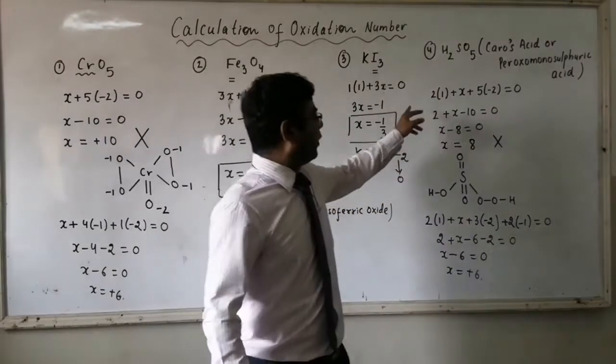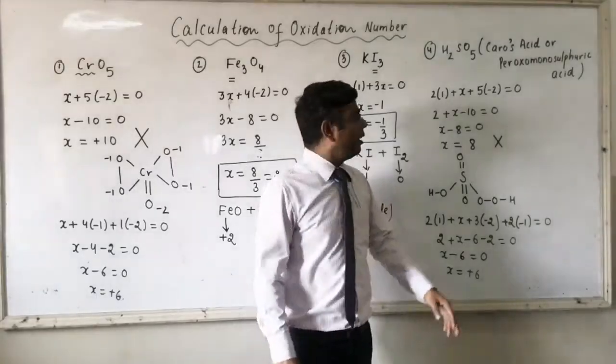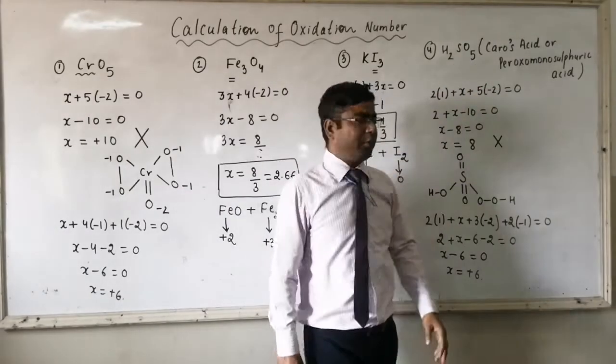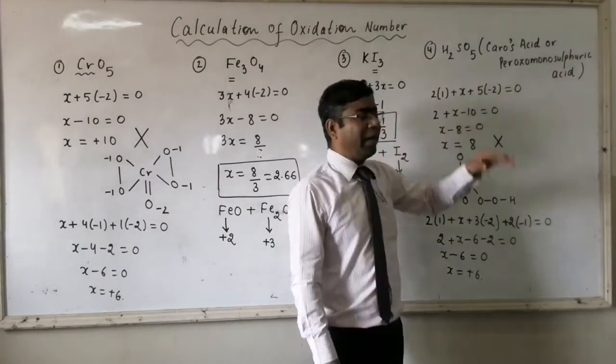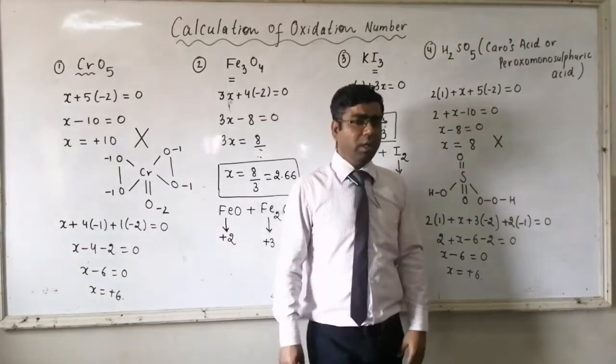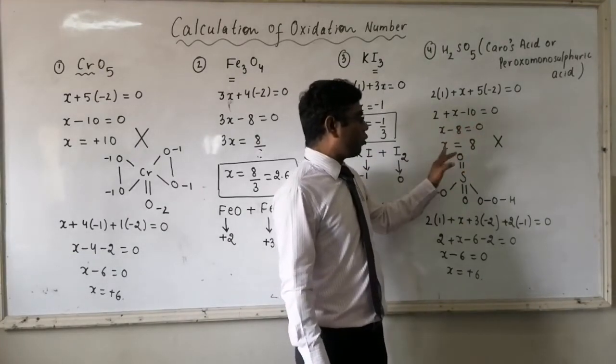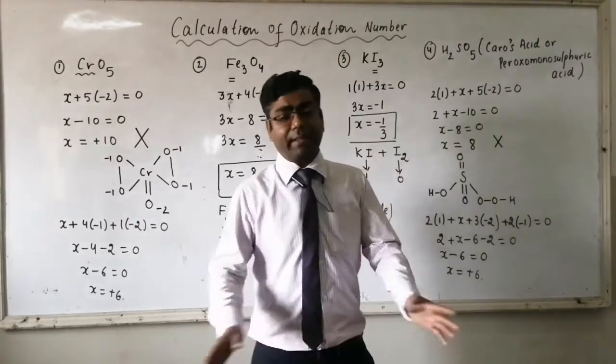So here 2 into +1 for 2 atoms of hydrogen, and for sulfur it is x, because we have to calculate for sulfur, plus 5 into -2 for 5 atoms of oxygen equals 0. This gives 2 plus x minus 10 equals 0, x minus 8 equals 0, so x will be equal to 8. That is not correct, incorrect.